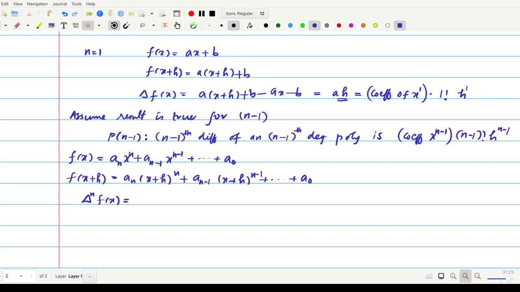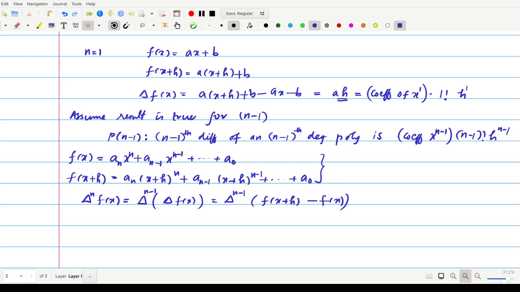In order to consider this nth forward difference, this is going to be delta n minus 1 of delta f of x. This is the definition of delta n f of x, and this delta f of x is f of x plus h minus f of x. We write this as delta n minus 1 of f of x plus h minus f of x. So from these two expressions you can evaluate this difference, f of x plus h minus f of x.